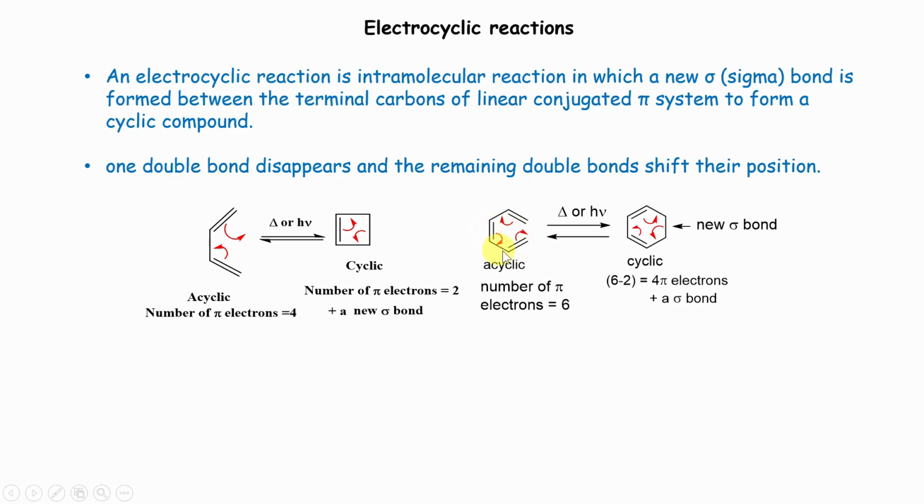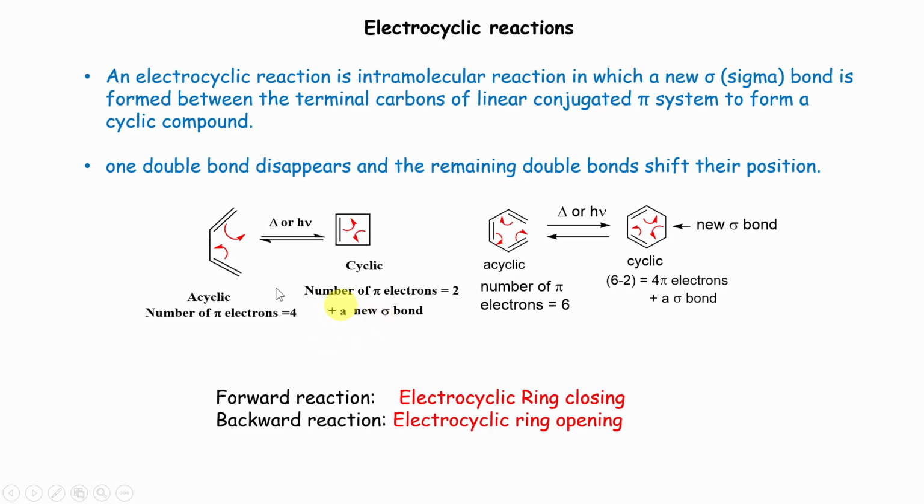In the case of this example, it is hexatriene. The linear system is hexatriene, where the number of pi electrons is 6, or there are 3 pi bonds. And during the electrocyclic reaction, it gets converted into cyclohexadiene with 1 pi bond less than the acyclic system, and a new sigma bond is formed here. During this conversion, 1 pi bond is lost from the acyclic system and a new sigma bond is formed in the cyclic product. It is the characteristic of an electrocyclic reaction.